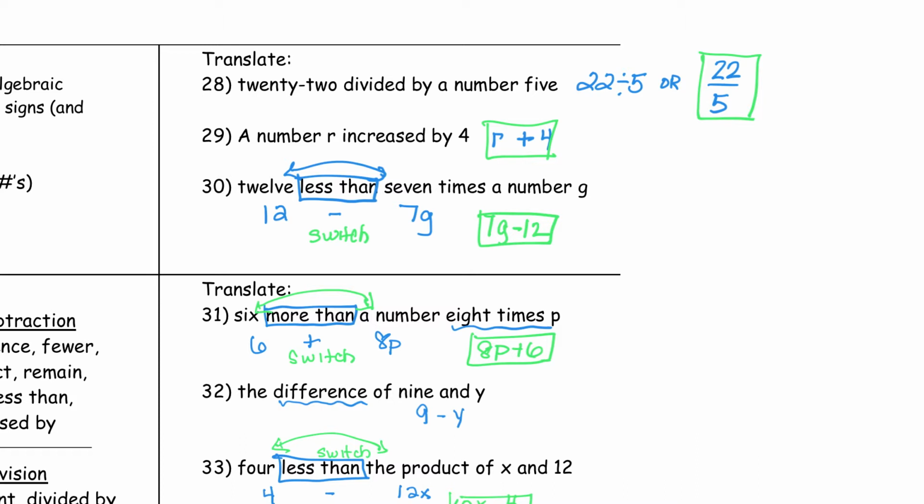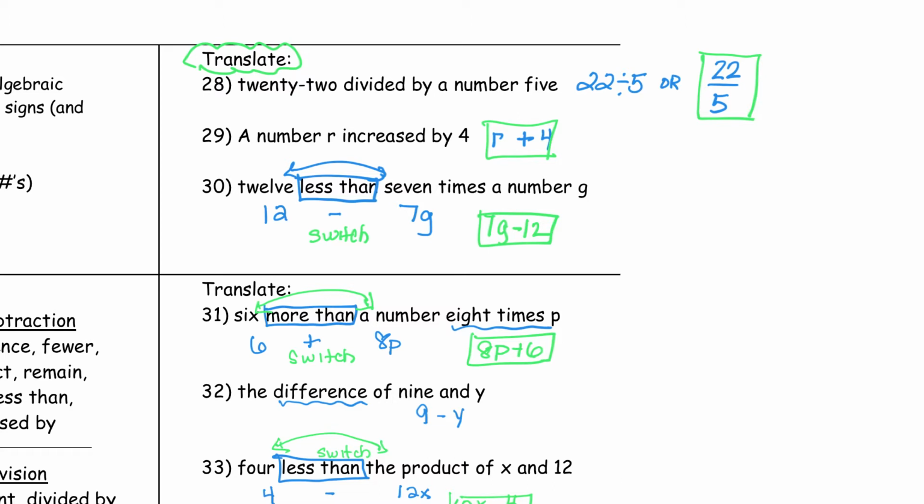It is 22 divided by a number 5. Okay, so we are supposed to translate for this particular section. Just make sure when we translate, on page 7 in your workbook is a list of all of the key words. So if you're unsure of what some of the translation words mean, there is a list for all 4 operations: addition, subtraction, multiplication, and division.